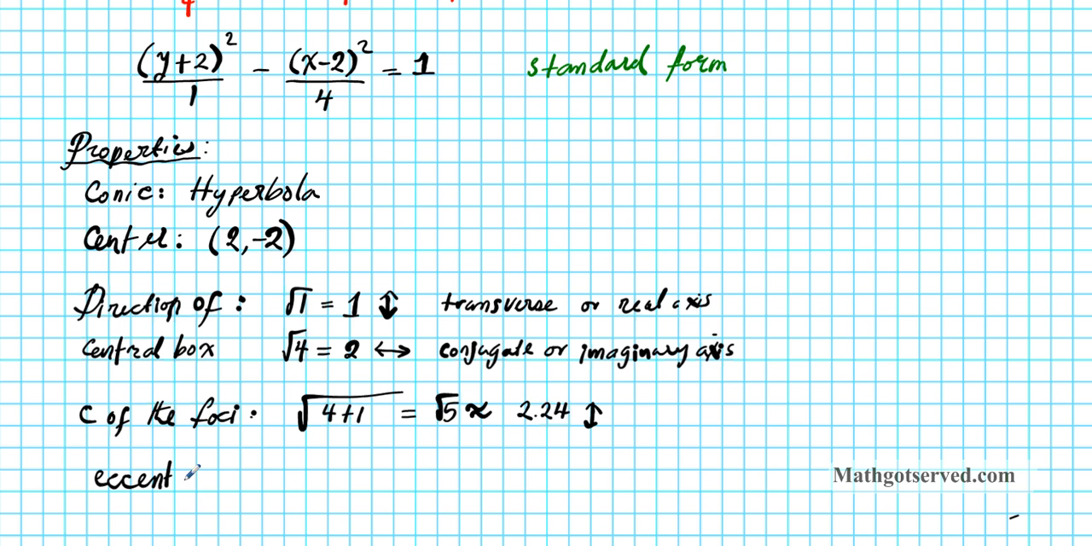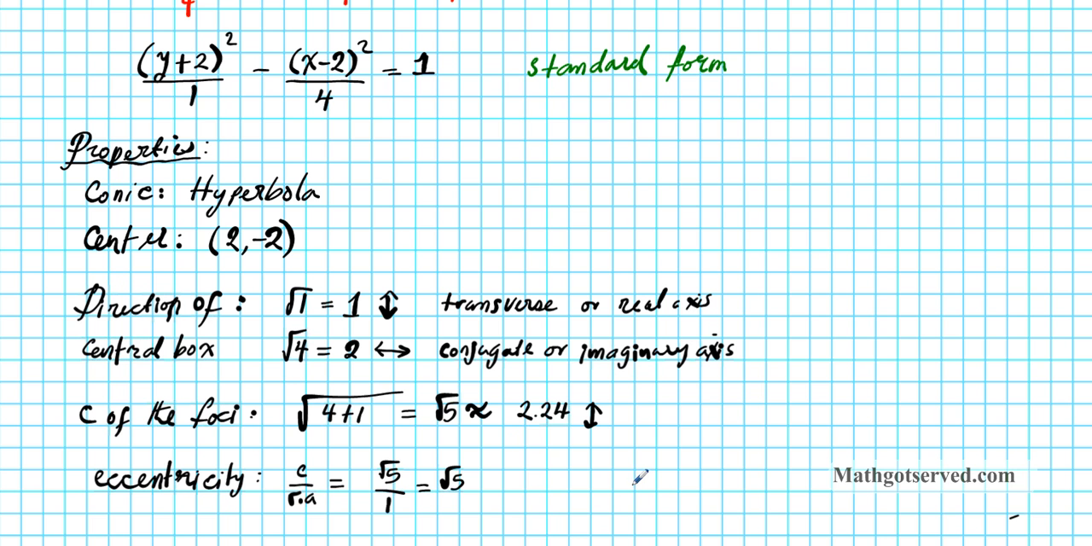All right, next thing we need to find is the eccentricity of our hyperbola. So our eccentricity is basically the c of the foci divided by your real axis, okay? So c of the foci is square root of 5, that divided by the real axis, which is 1. So our final answer is basically square root of 5. Square root of 5 or 2.24. So there goes our eccentricity.